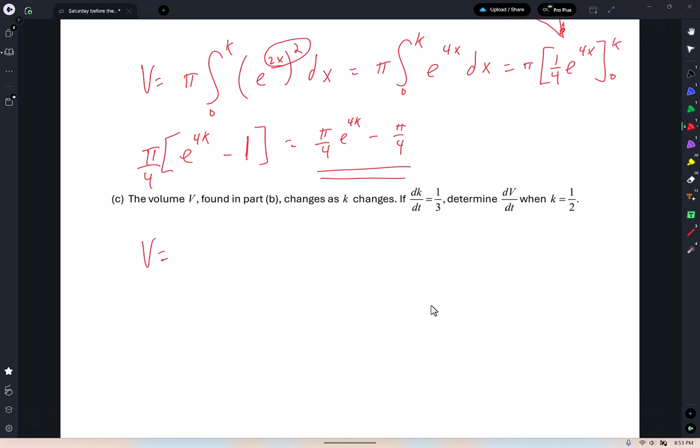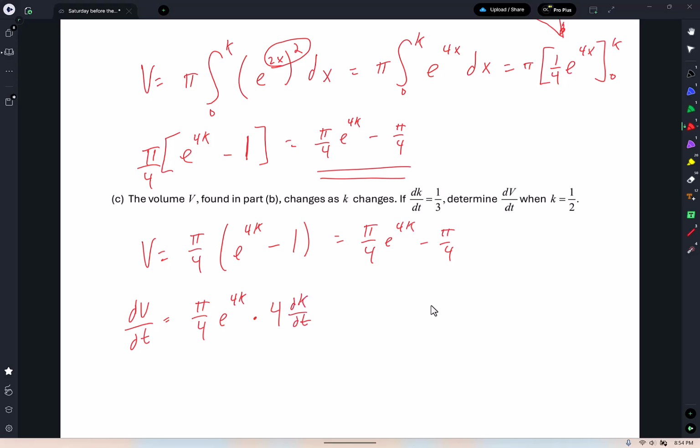My volume is, I'm going to write it like this. Pi over 4, parenthesis, e to the 4k minus 1. Or I guess this one here, it doesn't matter. Pi over 4 e to the 4k minus pi over 4. I'm going to take a derivative. So here we go. My dv dt, I'm taking the derivative with respect to time, is equal to, this pi over 4 stays there, e to the 4k times the derivative of 4k, not with respect to k, with respect to t, is going to be 4 dk dt, because I'm taking the derivative with respect to t, not with respect to k. So 4 dk dt.